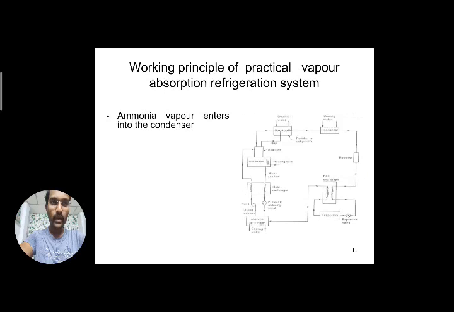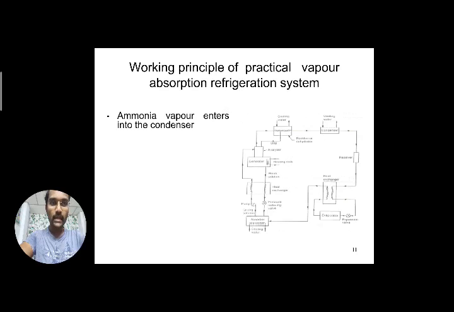Right. So ammonia vapor enters into the condenser. Only pure ammonia vapor enters into the condenser. So what happens here: in the first stage, the analyzer is dehydrating, or removing the moisture content from the ammonia vapor. The second stage of removing water vapor, or the moisture content, from the ammonia vapor is in the rectifier. That is the second stage. So finally, the pure ammonia vapor will enter into the condenser component.